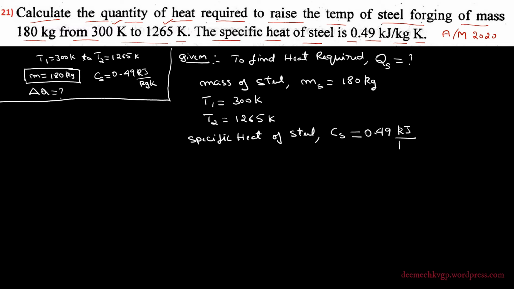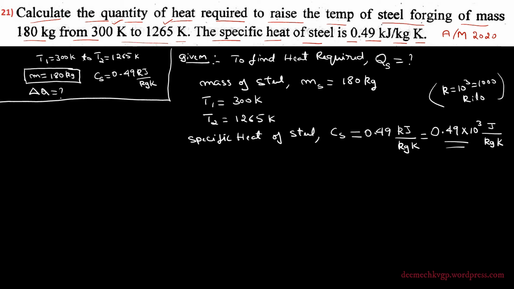kilojoule per kg Kelvin. Here kilo means 10 to the power of 3. Therefore specific heat of steel is equal to 0.49 into 10 to the power of 3 joule per kg Kelvin. Here kilo means 10 to the power of 3, that is nothing but 1000. You have to remember this. This is just a number we need to multiply.